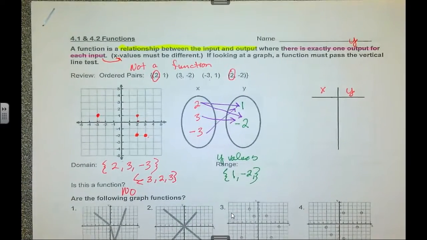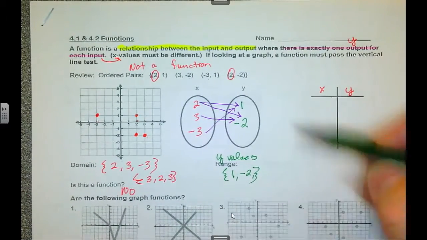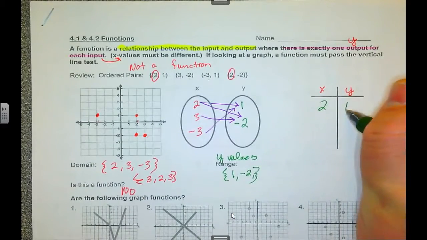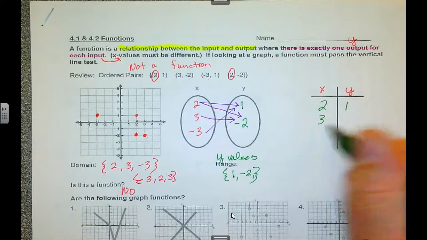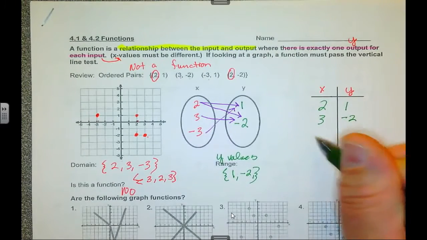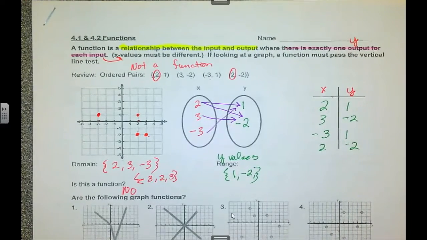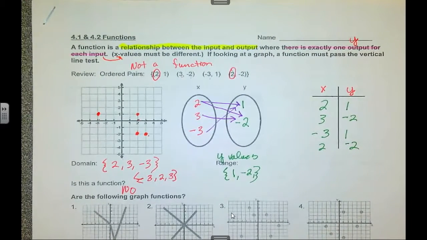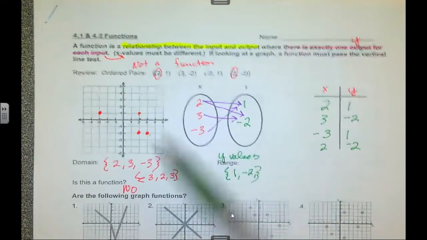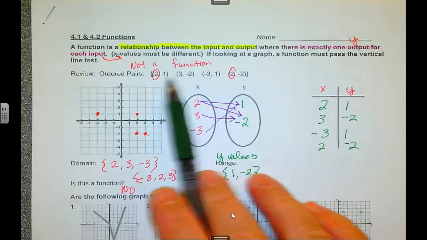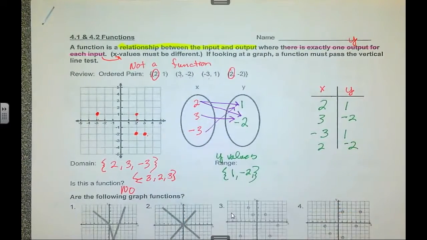And then our T-chart is just the points. I have (2, 1), (3, -2), (-3, 1), and (2, -2). That's my T-chart. So, 4 different ways to represent this particular problem.